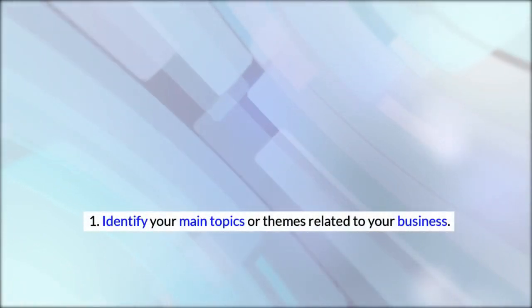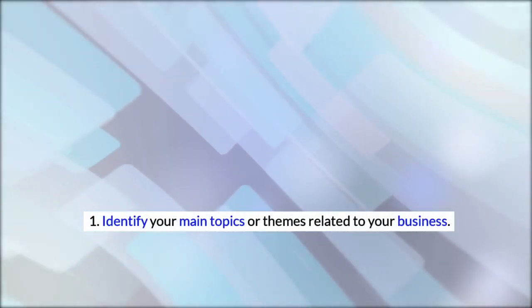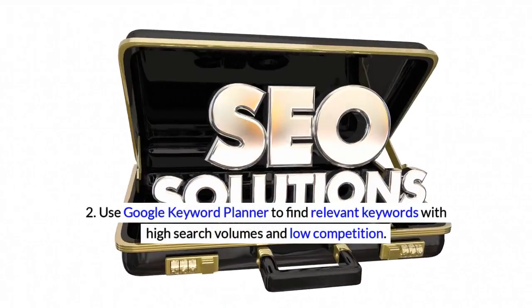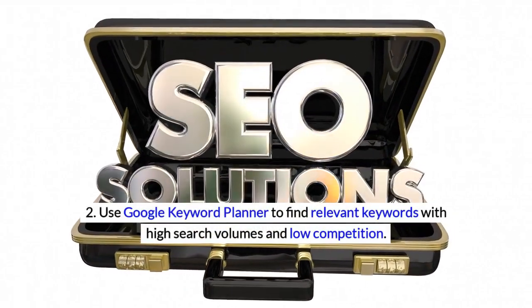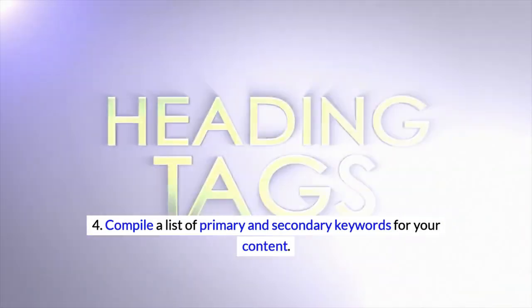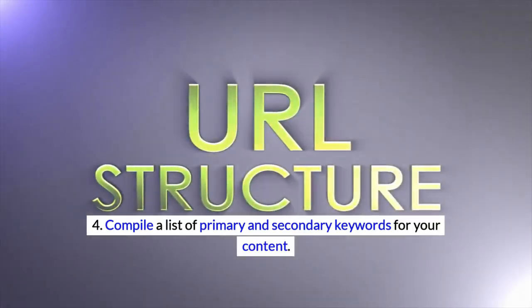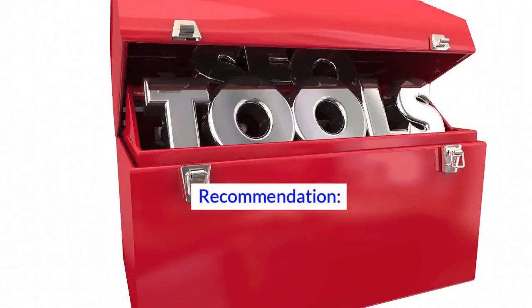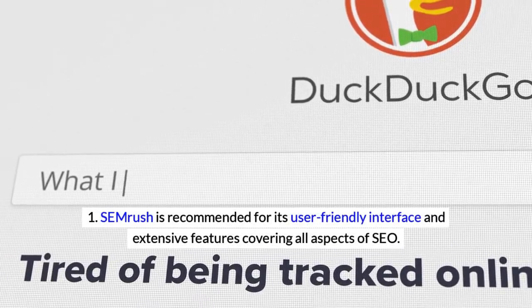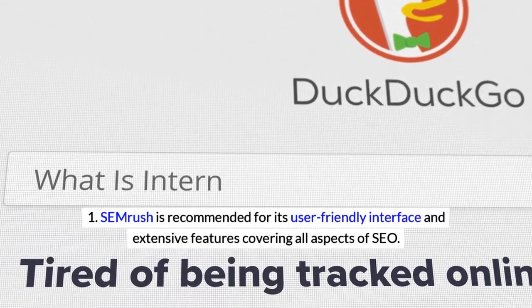1. Identify your main topics or themes related to your business. 2. Use Google Keyword Planner to find relevant keywords with high search volumes and low competition. 3. Utilize Ahrefs or SEMrush for deeper insights into these keywords. 4. Compile a list of primary and secondary keywords for your content. Recommendation. 1. SEMrush is recommended for its user-friendly interface and extensive features covering all aspects of SEO.